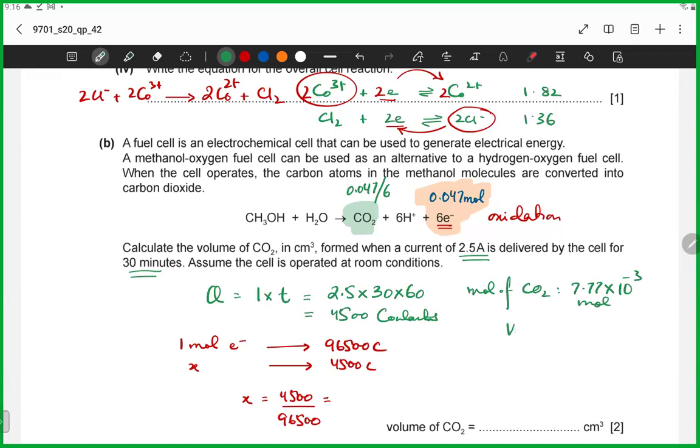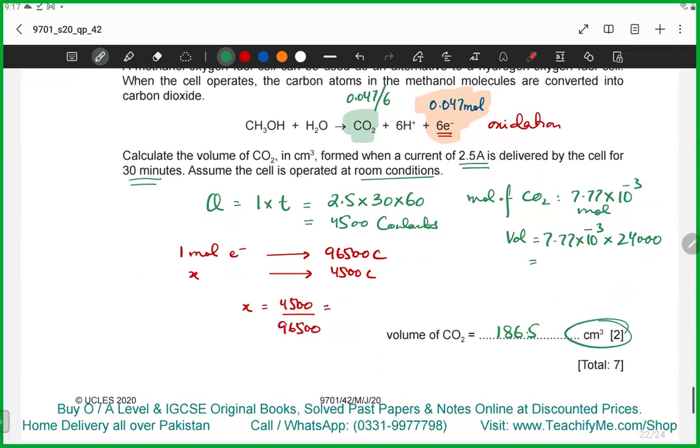Volume would be, and the volume is at RTP, right? Room conditions. Make sure, otherwise you would have to use PV equals nRT. As a volume, you can calculate that: 7.77 times 10 to the power minus 3 into 24,000. He's asking it in cm cube. So what do we get? 186.5. Okay, so we're getting 186.5 cm cube. Okay, is this clear?